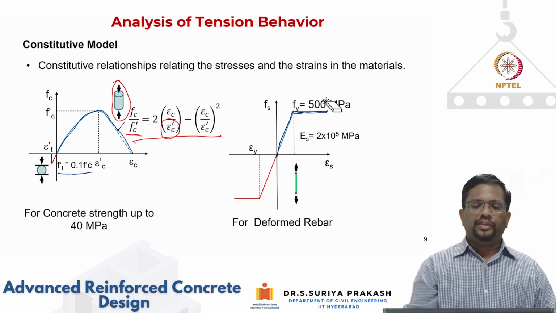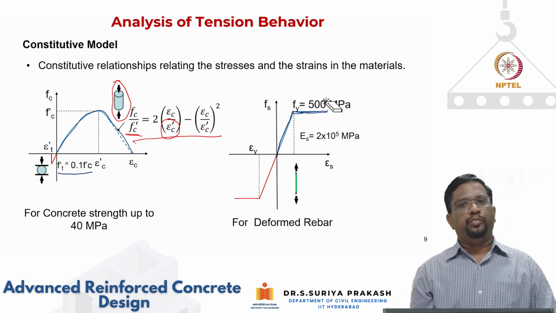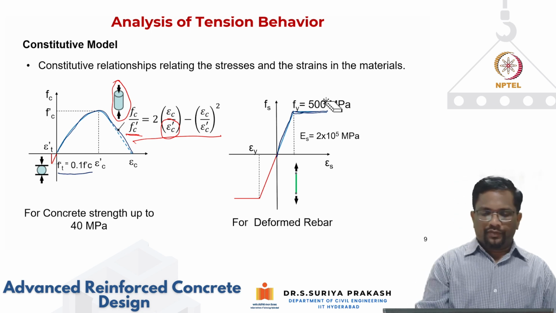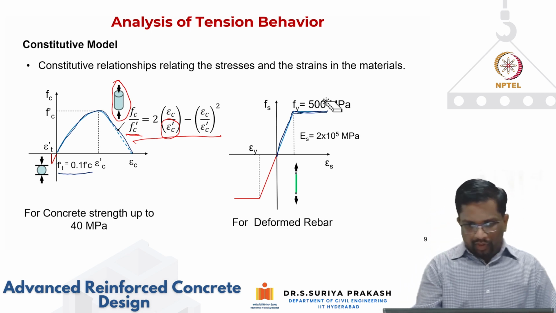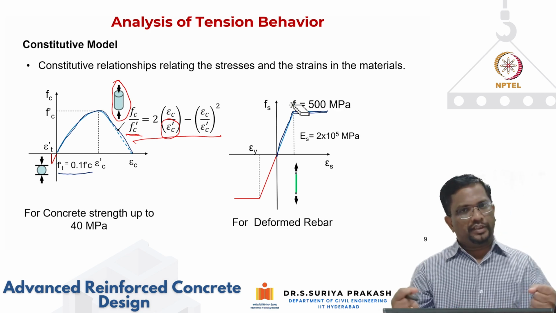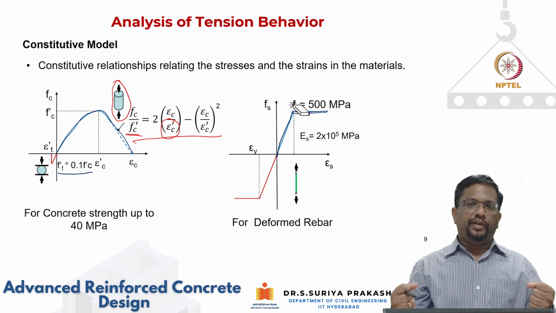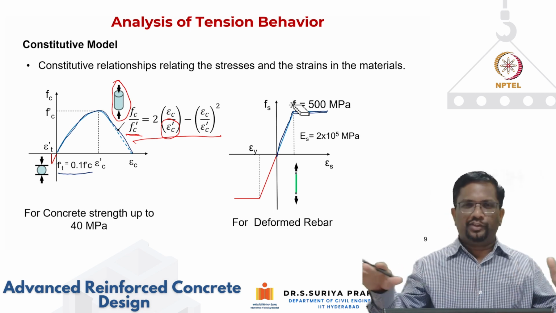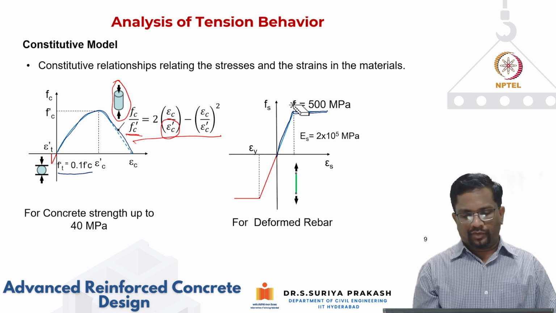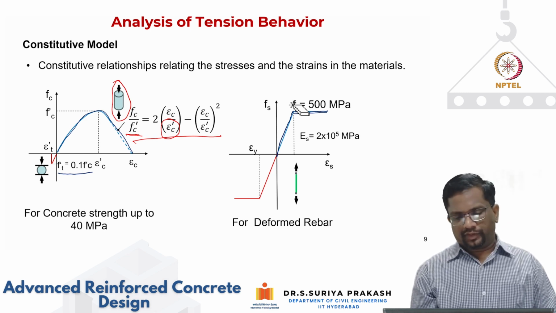But otherwise, for simple calculations, this kind of bilinear approximation is reasonably good enough. And we have seen that at a strength of about 500 it starts yielding. And then after yielding the stress does not increase much, so we can assume it to be constant. That is your elastic perfectly plastic assumption for a stress-strain curve for steel.